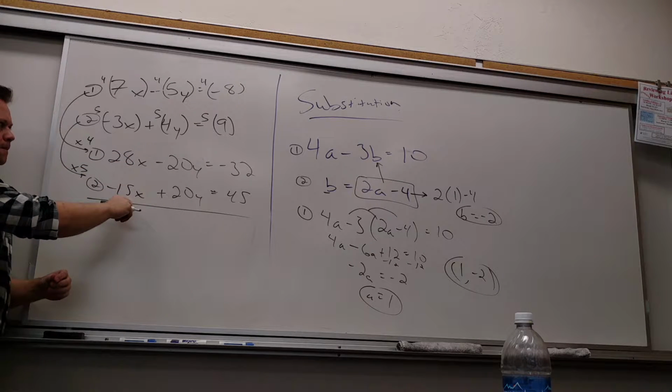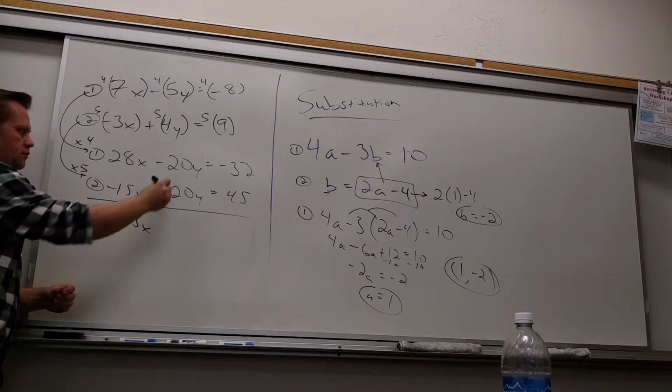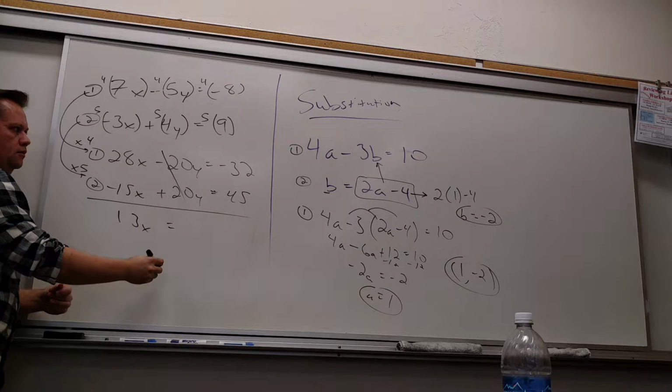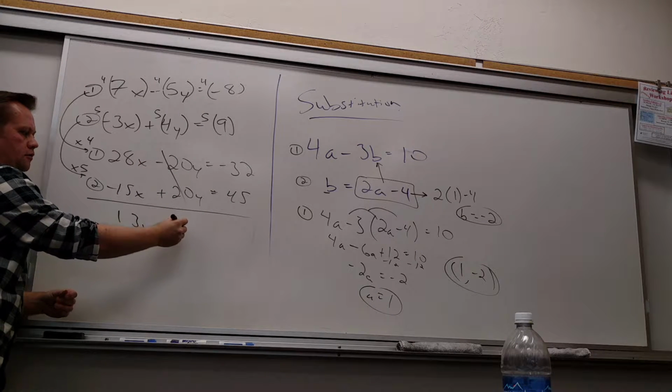So what are you getting here? 13x plus 0 equals 3.